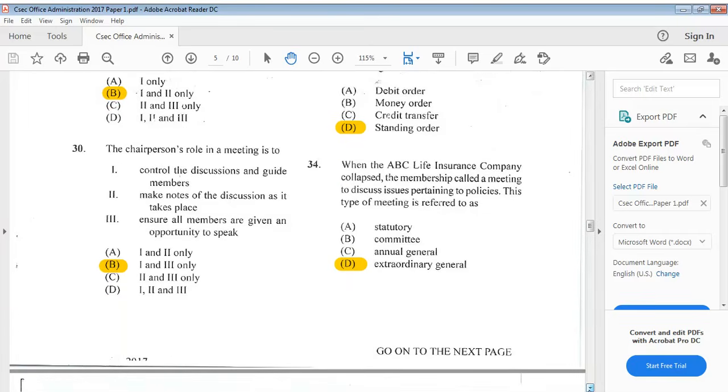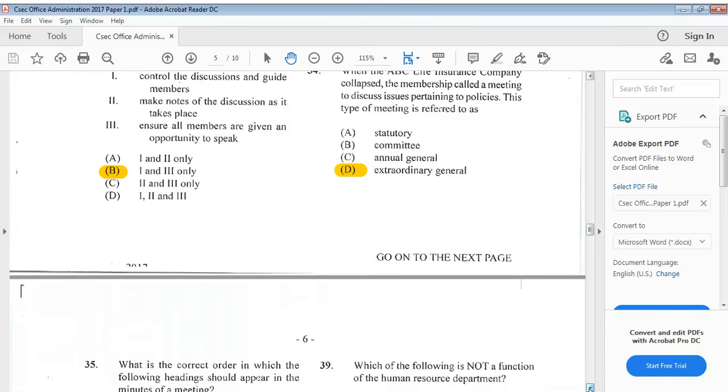When the ABC Life Insurance Company collapsed, the membership called a meeting to discuss issues pertaining to policies. This type of meeting is referred to as A, statutory, B, committee, C, annual general, or D, extraordinary general. Our answer would be D. It is referred to as extraordinary general. Let's go on to number 35.